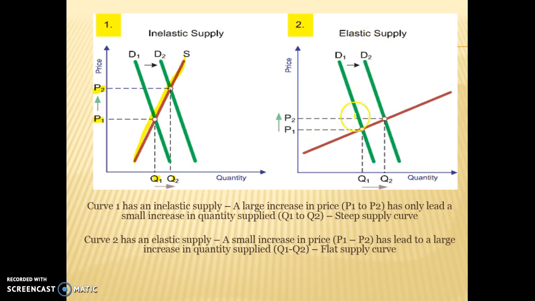In the other example, there has been a small change in price, so P1 to P2, and that's caused a large increase in the quantity supplied. So small change in price, large change in quantity supplied, that means it has a relatively elastic supply curve, and it will have a relatively flat curve or horizontal curve.